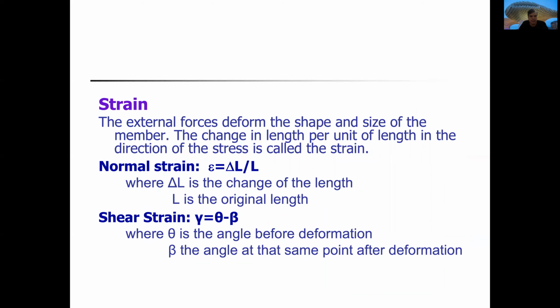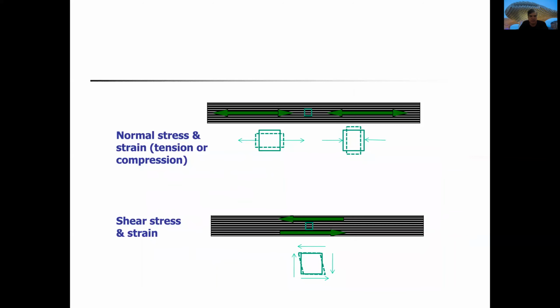Strain is the change of elongation. When we have a strain, we will have the change of the length of the material divided by the original length of the material. And the shear strain will be something very similar, when we have the angle of the deformation divided by the original angle that the material has.